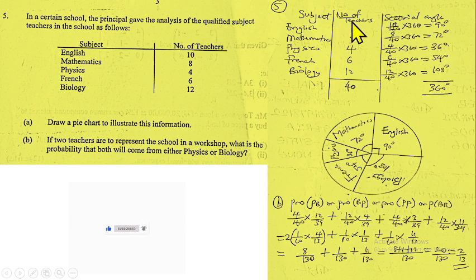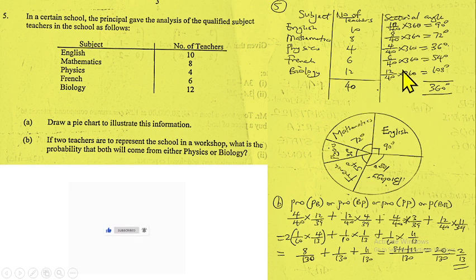So we are converting each number here to angles. So we have 10 over 40 times 360 here, and that should give us 90 degrees. The same thing for 8 over 40 times 360 degrees, that gives us 72 degrees. 4 over 40 times 360 gives us 36 degrees. 6 over 40 times 360 gives us 54 degrees. 12 over 40 times 360 will give us 108 degrees. And you are meant to sum these angles together, and it's supposed to give you 360 degrees. If you fail to write this, you will lose 1 mark there.